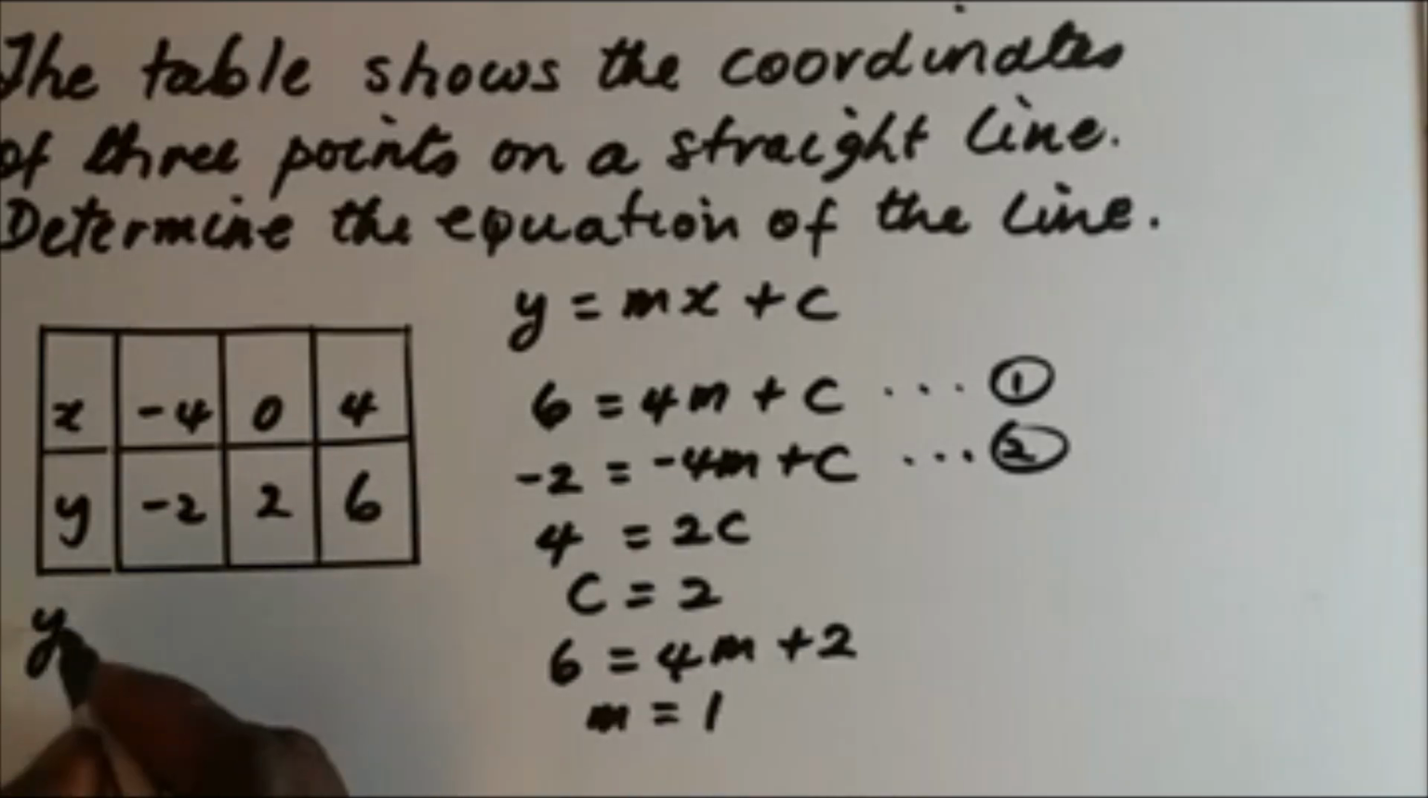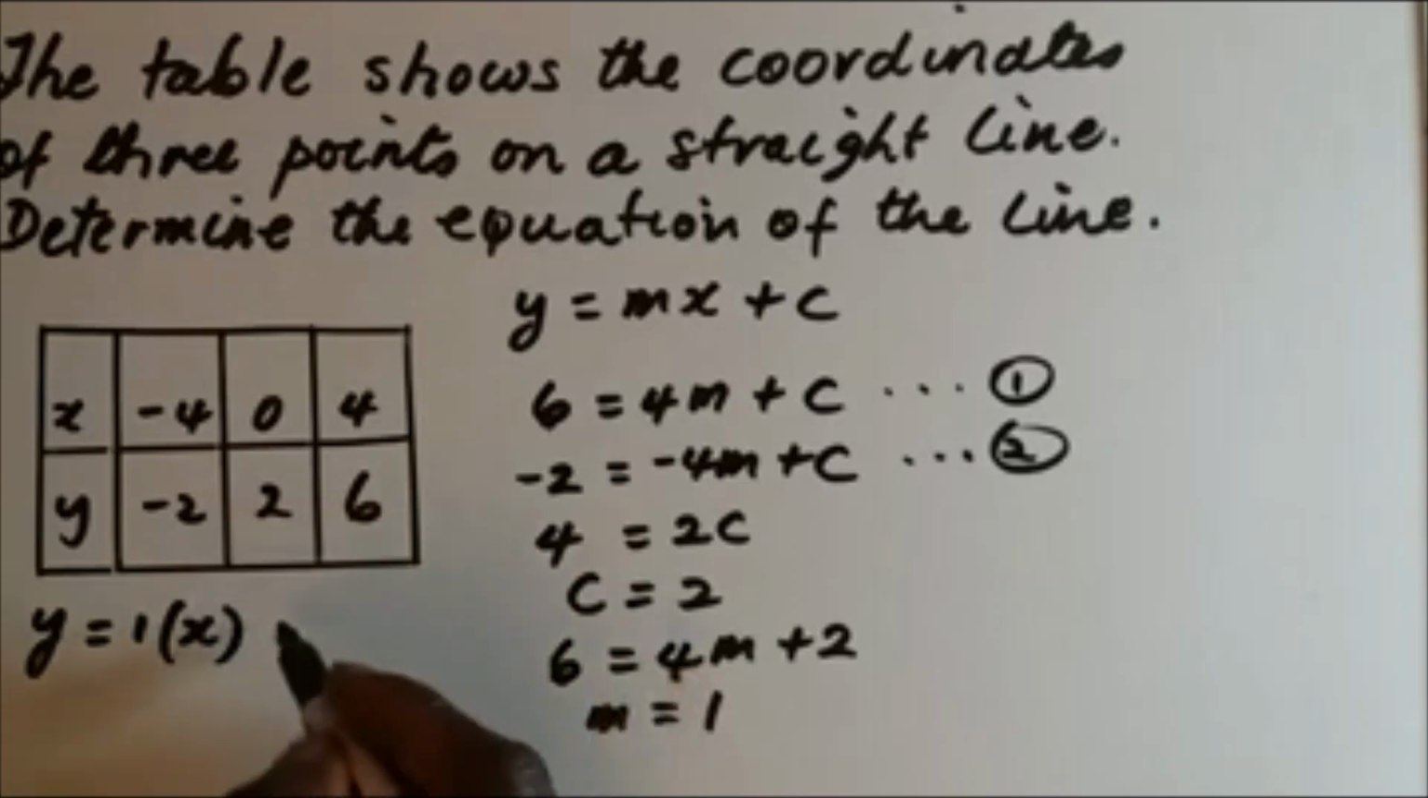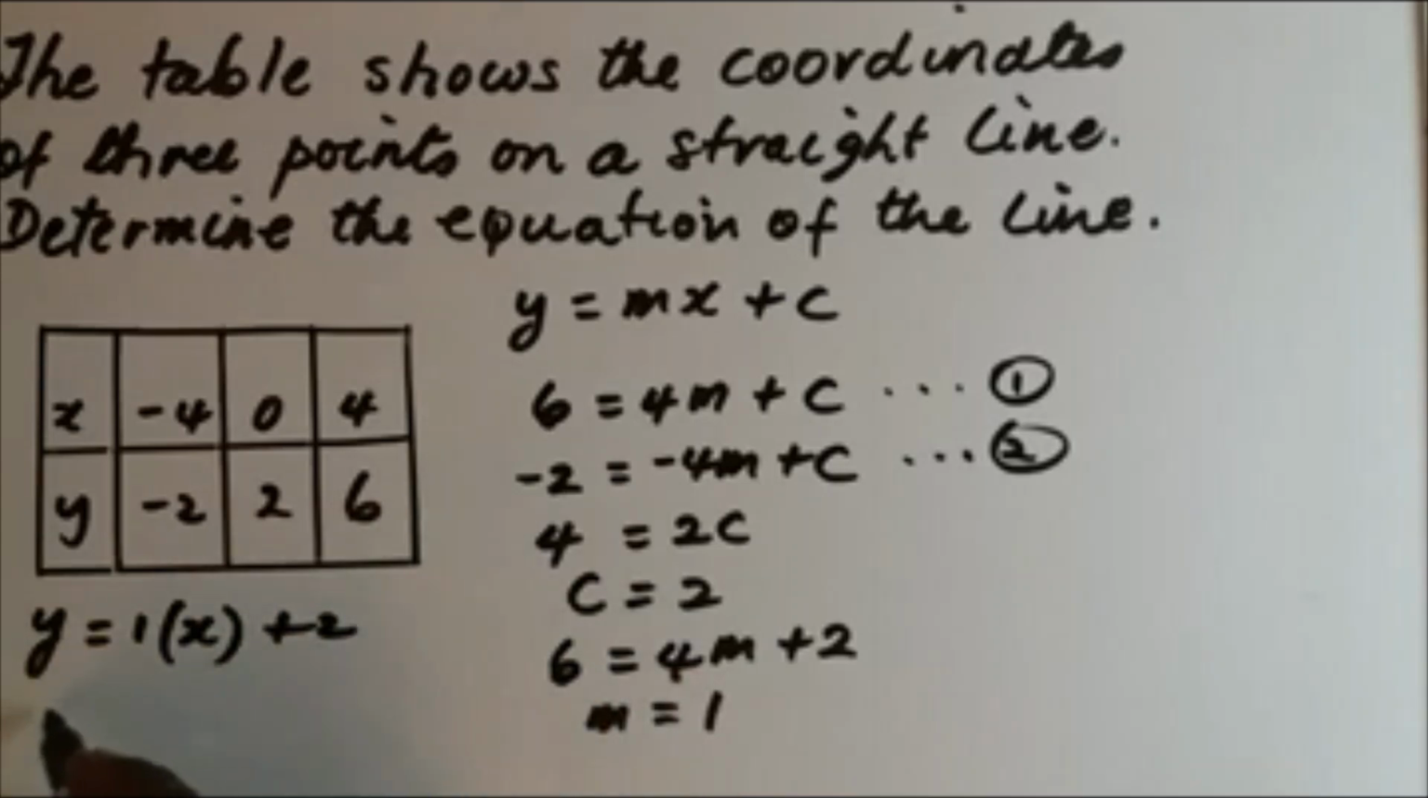We have y is, m is 1, mx, and c is 2, which we can write as x plus 2. So the equation of the line is x plus 2, and we can check this.